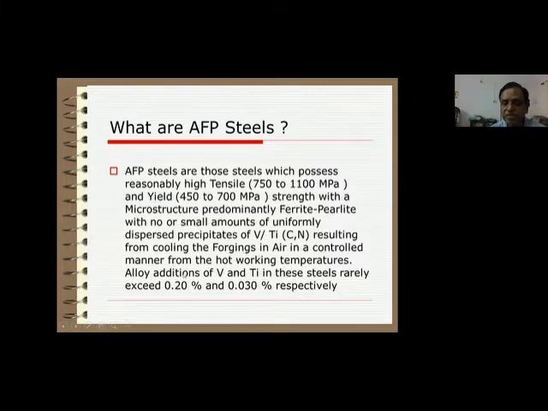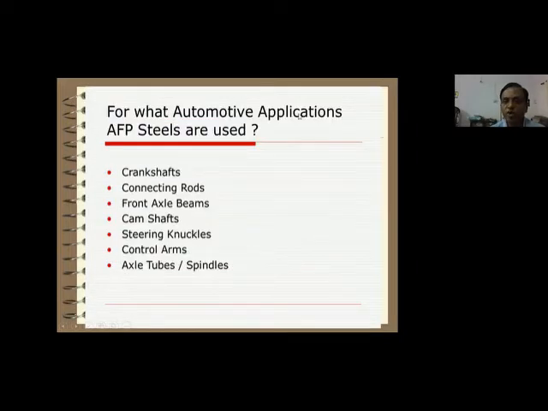And the alloys which are being used, those are normally vanadium and titanium in very small percentage. Normally vanadium is 0.2% max and titanium 0.03% max. So these are the basic alloying elements which are added in the microalloy steels. So for what automotive component can this be used? Like crankshaft, connecting rod, front axle beam, camshaft, steering knuckles, control arms, and the axle tube. So there are a variety of applications where this microalloy steel can be used.